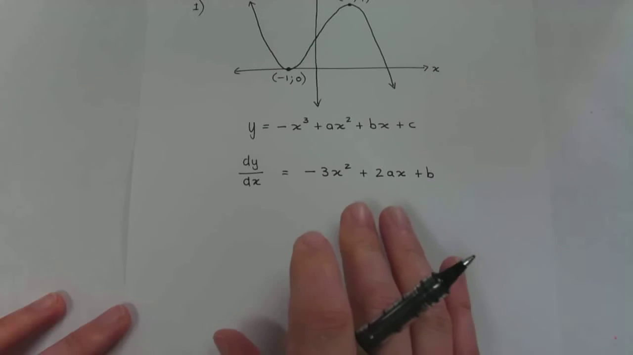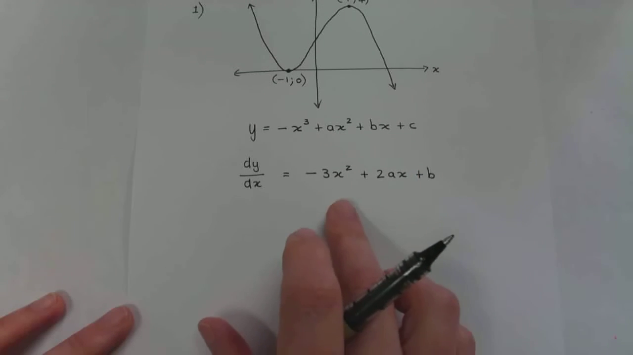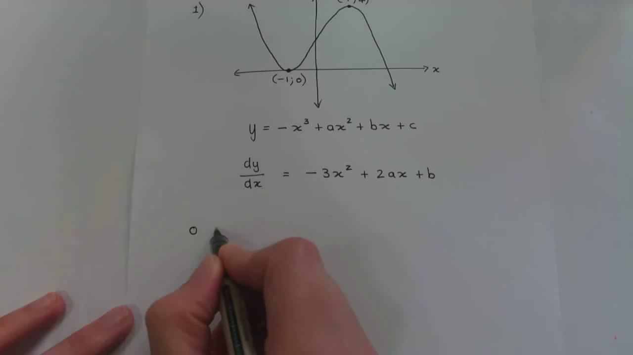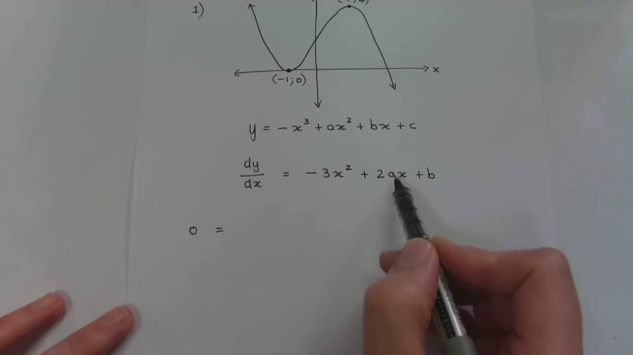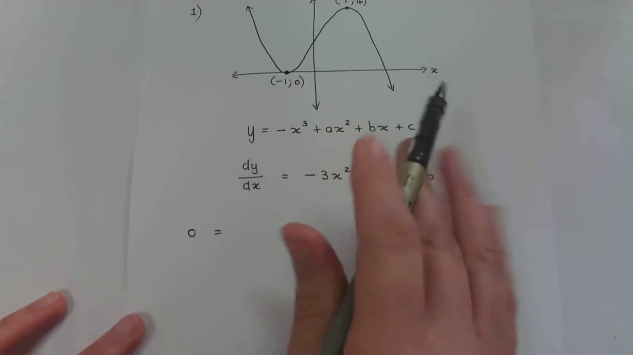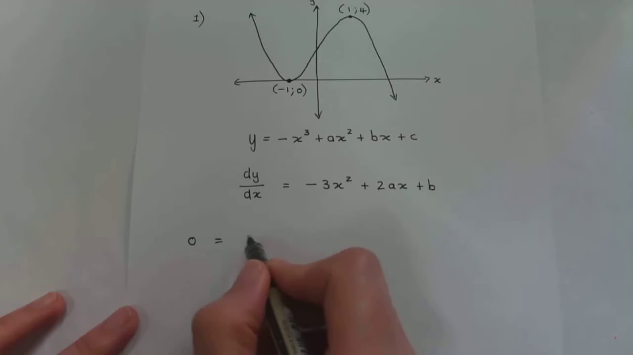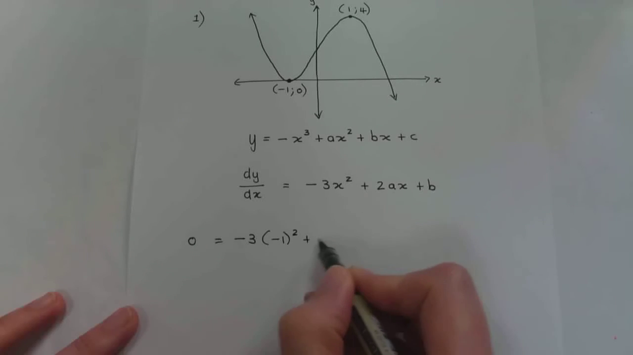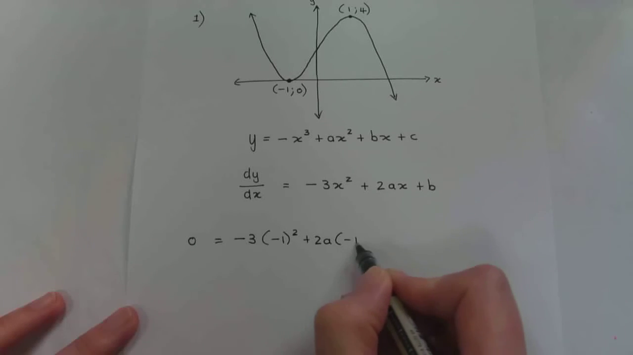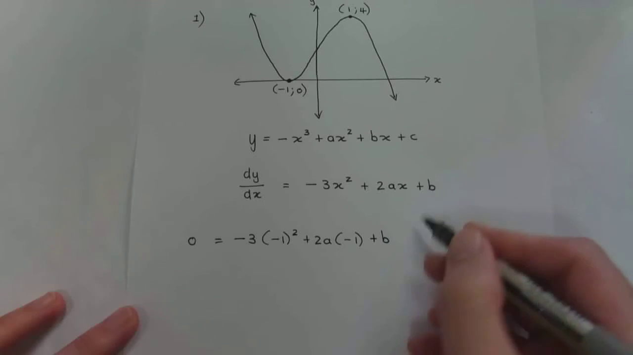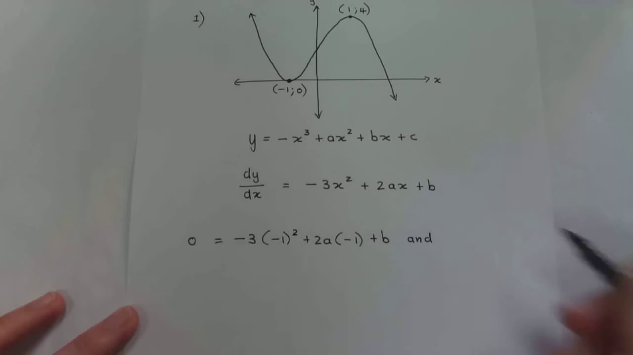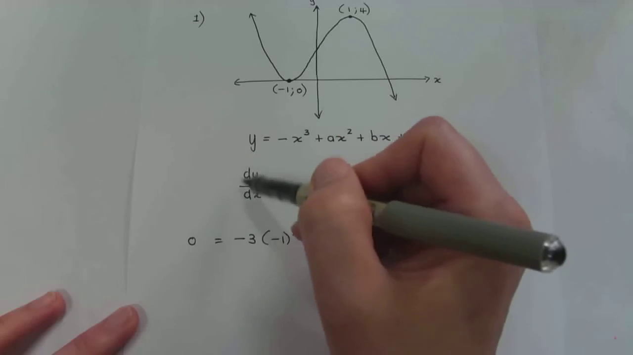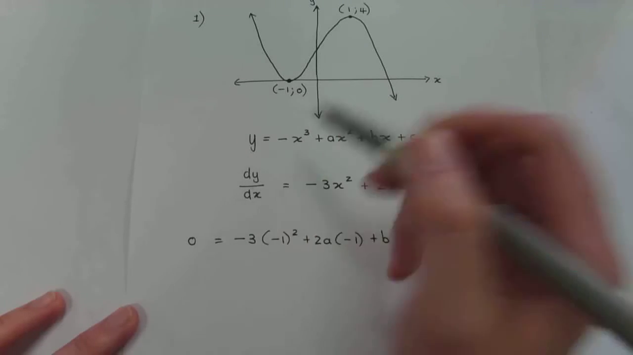So I've got the derivative in terms of a and b. Now we're going to set my gradient equal to 0, and we're going to substitute into these x values, those x coordinates of the turning points. So that's minus 3 times minus 1 squared plus 2a times minus 1 plus b. That's the first one. And then the second one, again, I'm going to make the gradient 0 because remember at the turning points, the gradient, the derivative is equal to 0.